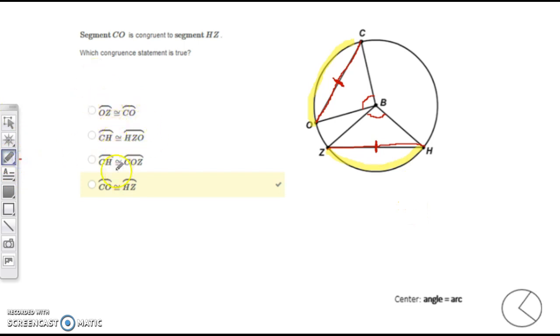So let's go through our answer options and just look at them. OZ is this tiny little piece right here. It is not going to be congruent to CO. Y'all can just look at that and tell CO is a lot bigger. CH, arc CH is this piece over here. It's not going to be the same size as HZO. We don't have enough information. CH congruent to COZ. No, again, we don't have enough information. But we do know that CO is going to be congruent to HZ.